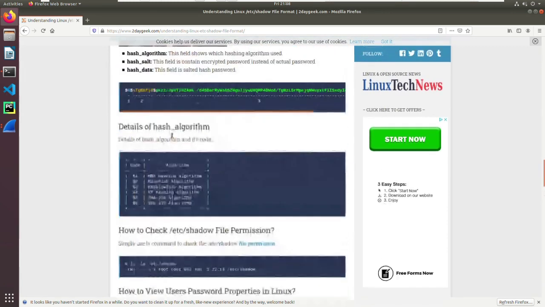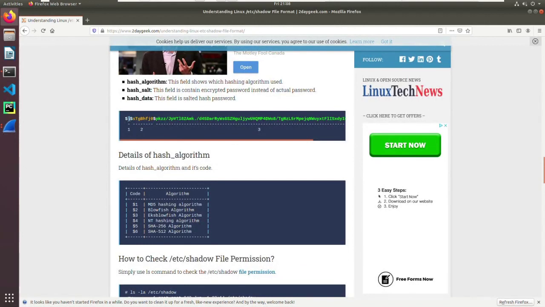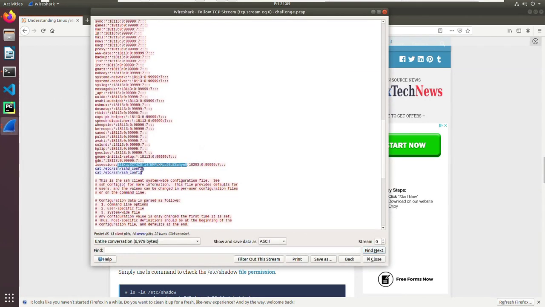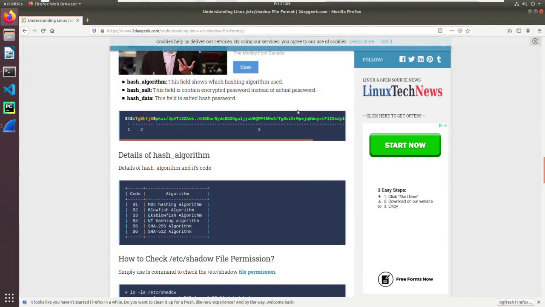And you see here, the number here, 6 means SHA-512. But if we take a look at our thing here, we see that it's actually a 1, and 1 is MD5, which is a lot easier to crack and is a flawed algorithm, right? So that's probably not good. If you're going to harden the system, you should up that to SHA-512 or something like that.